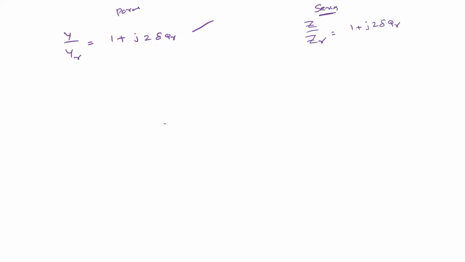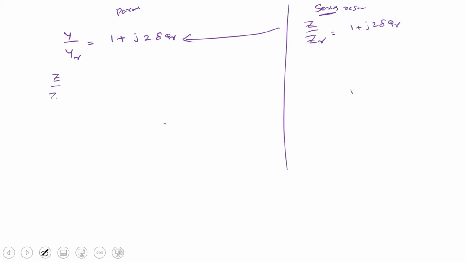This is series resonance related, right? Yes, sir. So if this is series resonance, the parallel resonance will be something like this, right? Agree? Okay, just keep that aside. Now tell me, what is Z by ZR? 1 upon 1 plus j2 Q delta R, 1 upon 1 plus j2 delta QR, right?